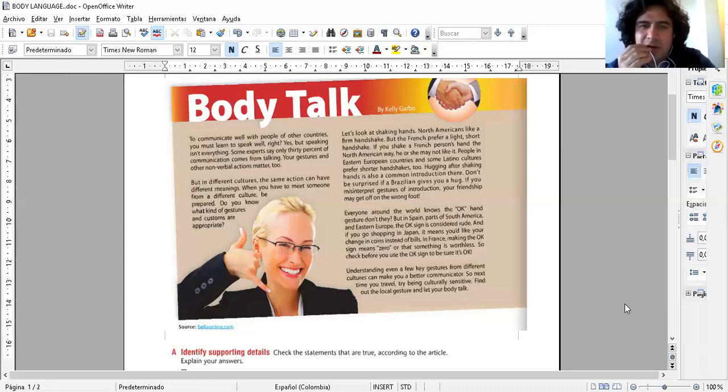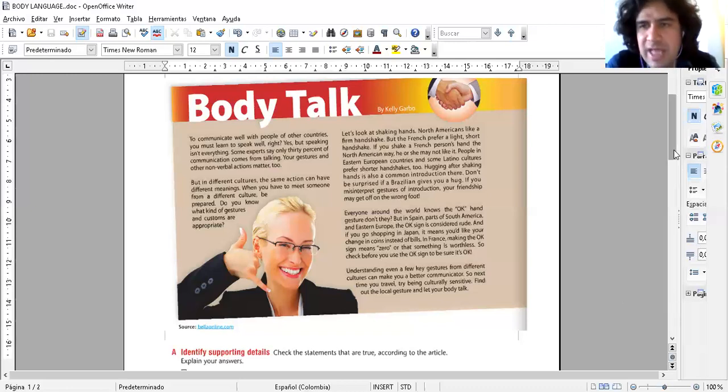Okay, the last paragraph. Understanding even a few key gestures from different cultures can make you a better communicator. So next time you travel, try being culturally sensitive. Find out the local gesture and let your body talk. Okay, that will be the reading. Try to do it by yourself in your house. Try to follow the reading at the same time with me, and then your pronunciation will be much better. Believe me, it's a good practice.